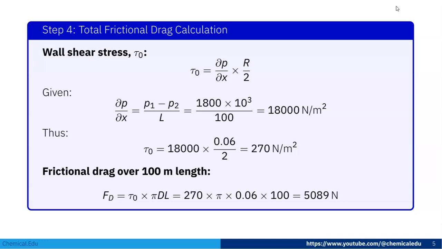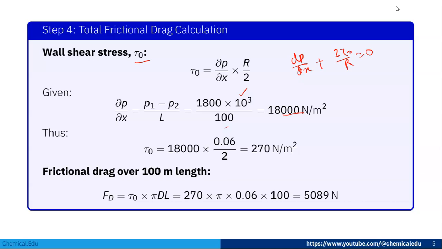Now next is total frictional drag calculation. First we have to calculate the shear stress. We know that dp by dx plus 2 tau 0 by capital R is equal to 0. From that we will get tau 0 is minus dp by dx into R by 2. Here dp by dx is nothing but p1 minus p2 by L. So dp by dx is 1800 into 10 to the power 3 divided by L, which is 100. So 18000 Newton per meter square.